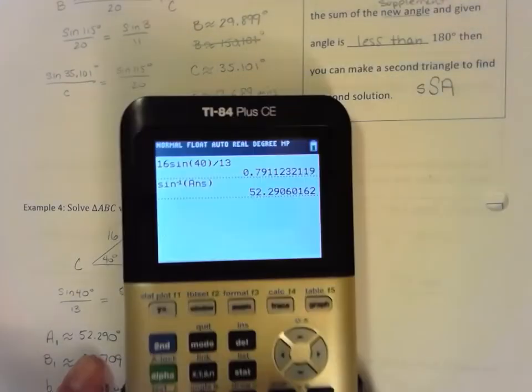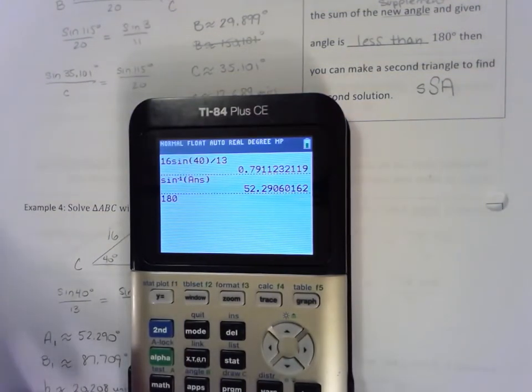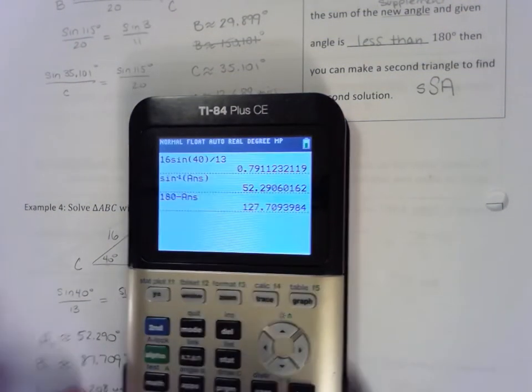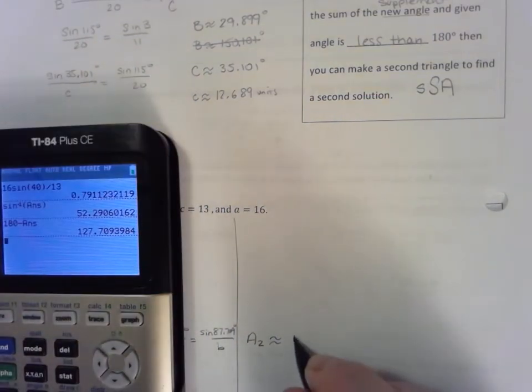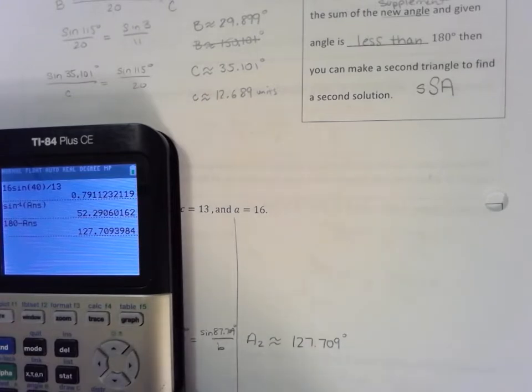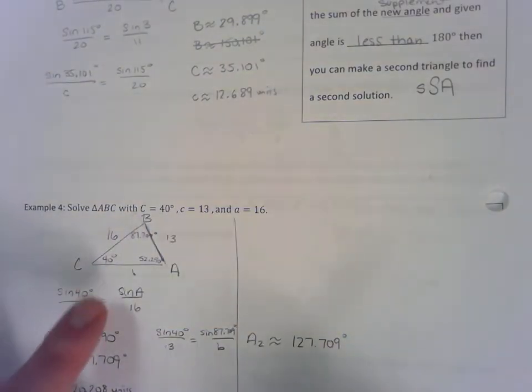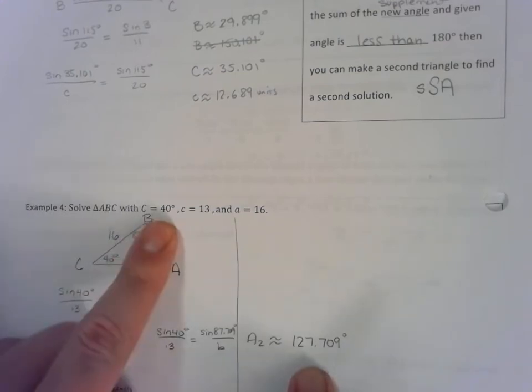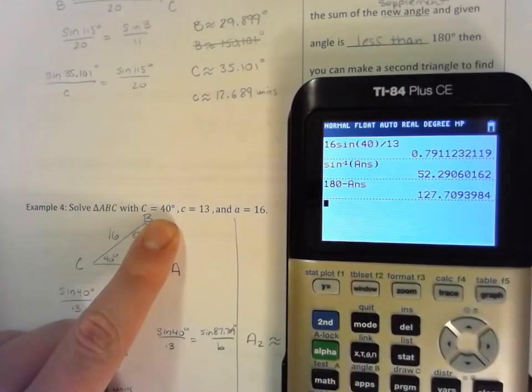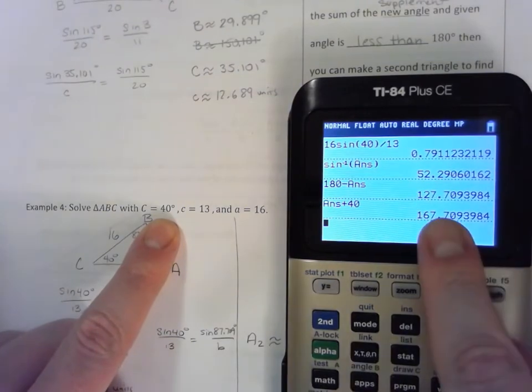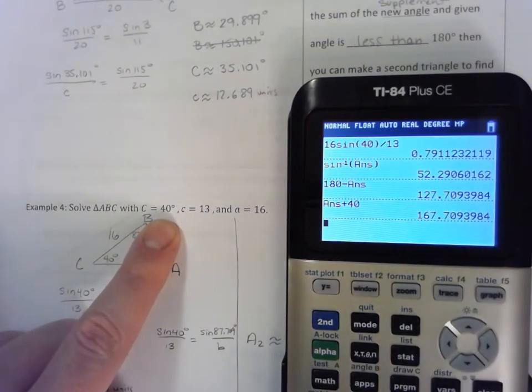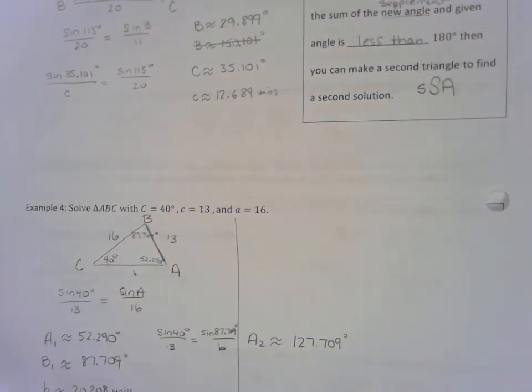All right, let's take the supplement of this, 180 minus the exact answer. Okay, the second possibility is angle A is 127.709 degrees. Take the supplement, add it to the known angle that was given to us. Add these together, plus 40. Since this is less than 180 degrees, I know that there's a second possibility for a picture for the triangle.